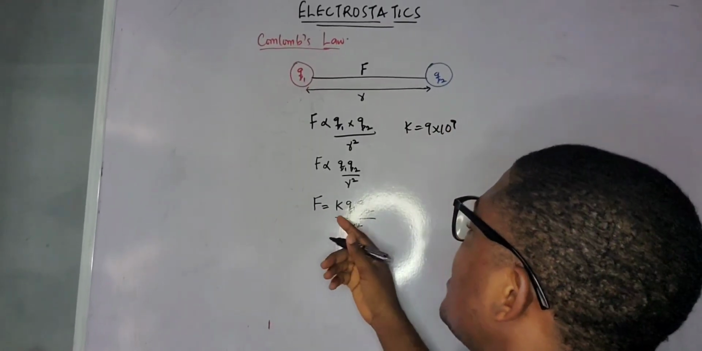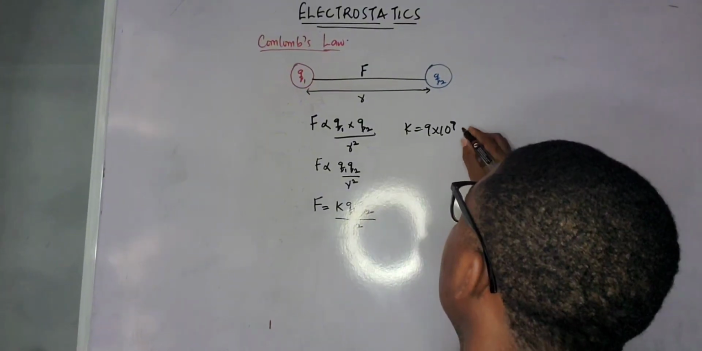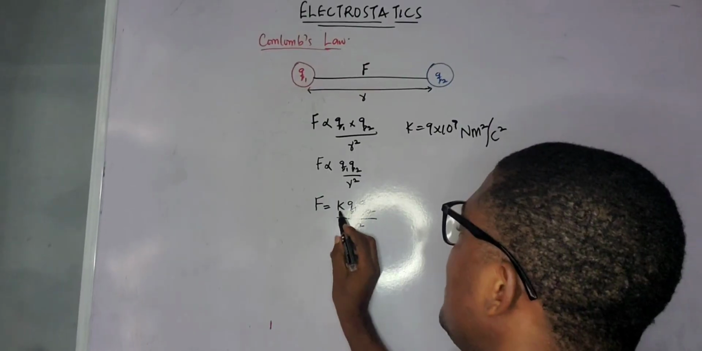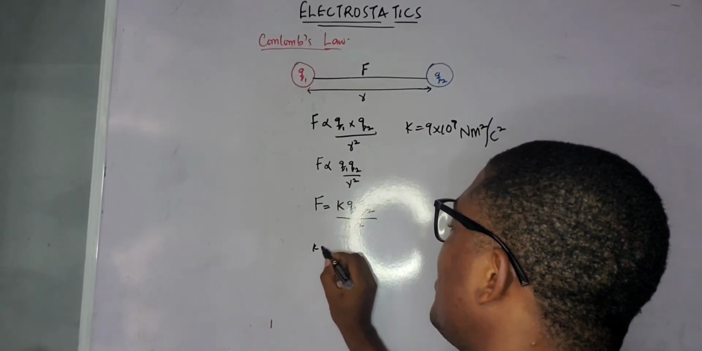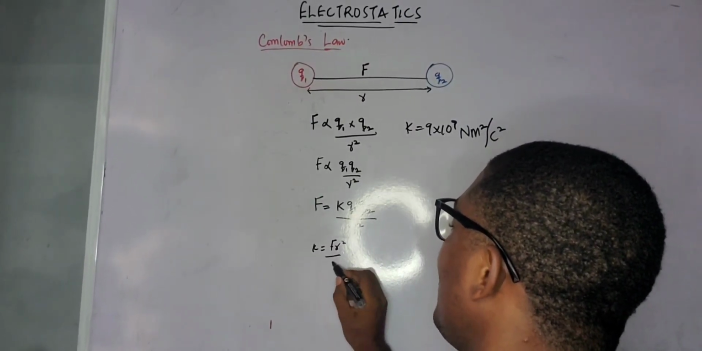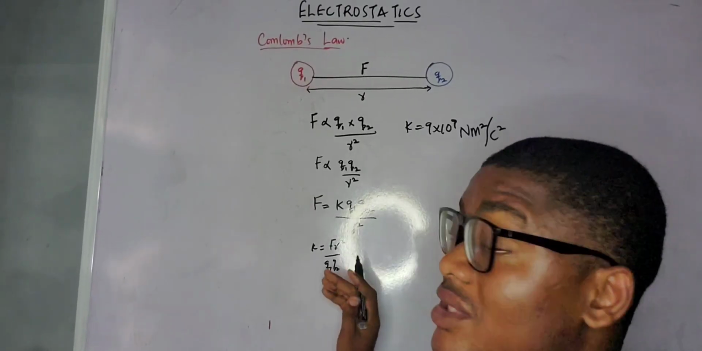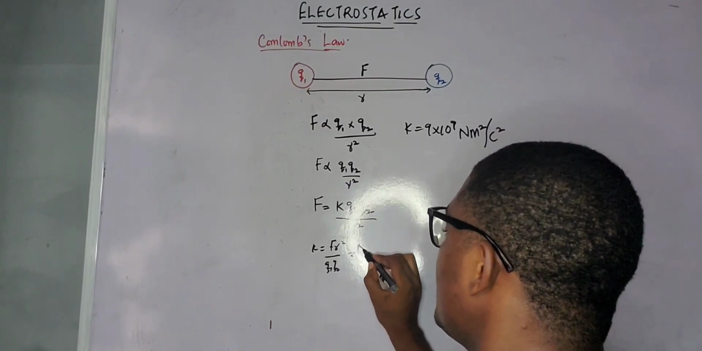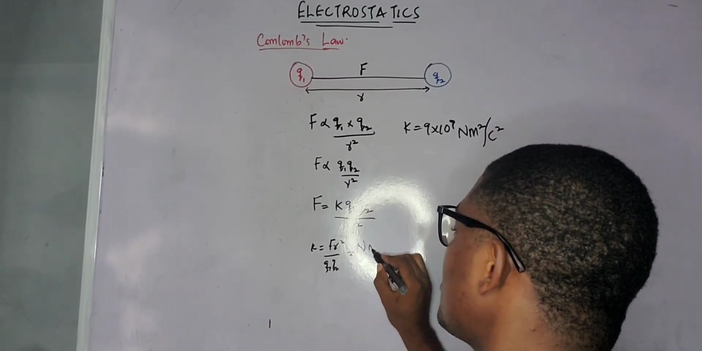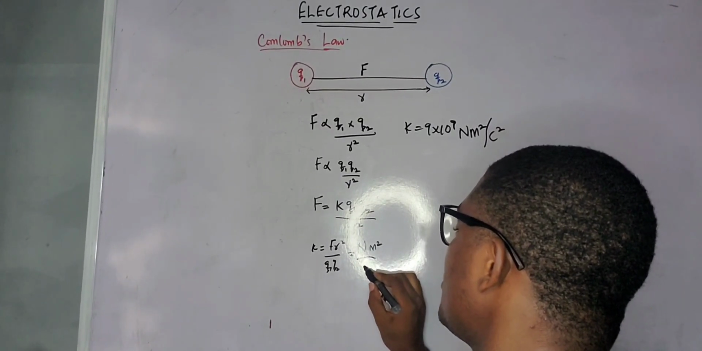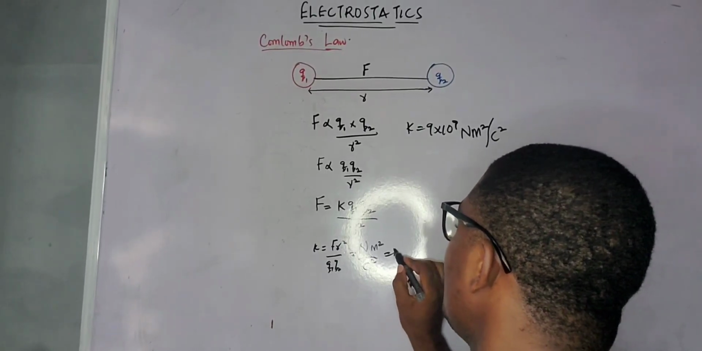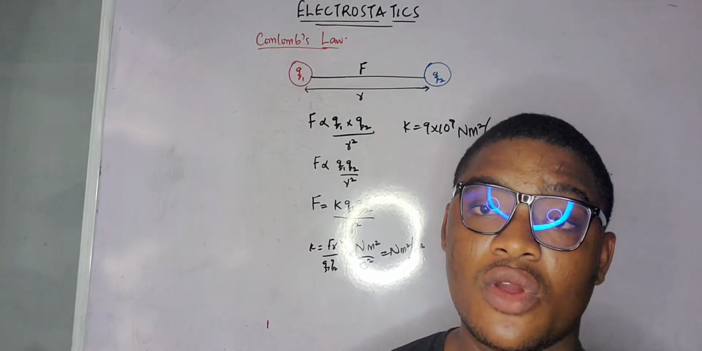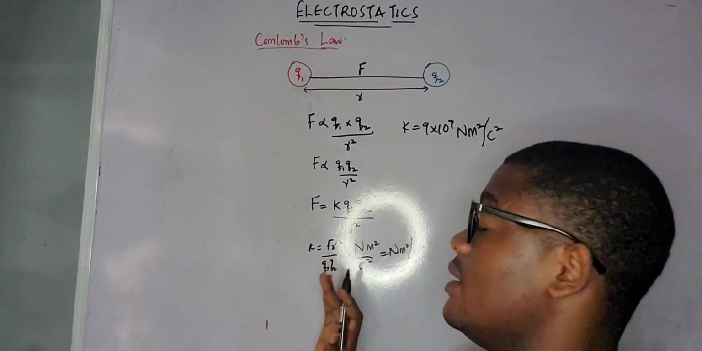Okay, so from this part now, you can deduce what the unit will be. Newton meter square over Coulomb square. That is, if I make K the subject of the formula, I have K equal to F R square over Q1 Q2. Force is in Newton, R is in meter square, and Q1 Q2 is in Coulomb square. So that is equal to Newton meter square per Coulomb square. That is the unit of K.